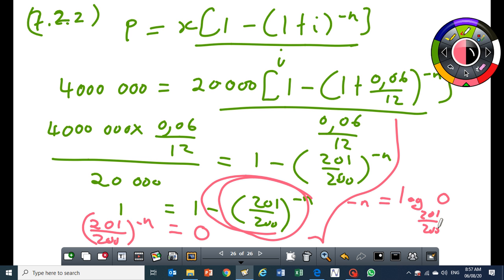Undefined. Which means there is no value for n. What does that mean? It means the person can withdraw as much as possible. They can withdraw as much money as they want, or they can withdraw for as long as they want.